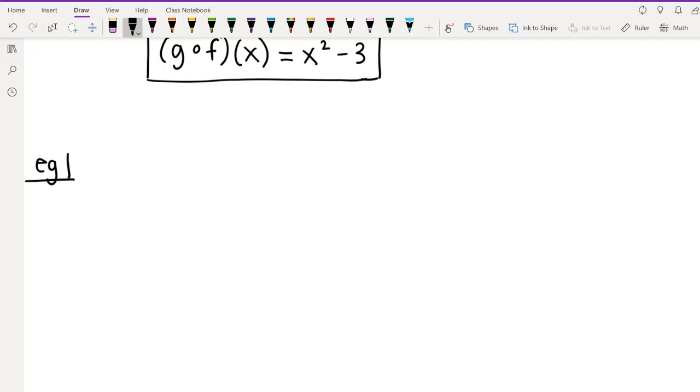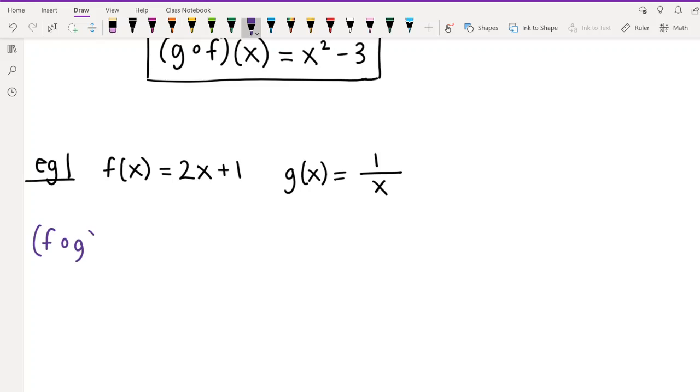So this time, let's say that f of x is equal to 2x plus 1, and g of x is equal to 1 over x. Okay, so I'm going to drop the color coding this time. We're going to try to find f composed with g of x and then g composed with f of x. So what's our first step for finding f of g of x? Well, we want to rewrite it as f of g of x.